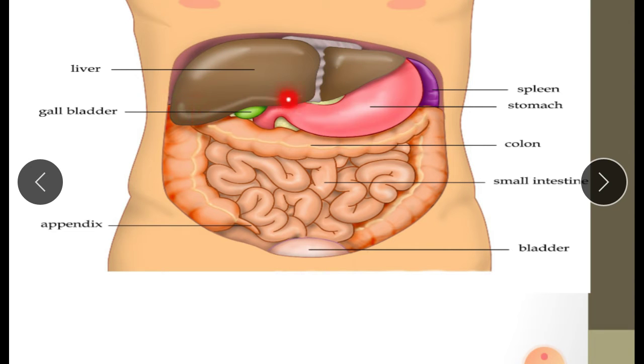It is very much essential in the digestion of food. This one is the gallbladder, green in color. The gallbladder stores bile which is coming from the liver. Whenever it is required for the digestion of fat, the gallbladder contracts so that bile enters into the duodenum through the bile duct.